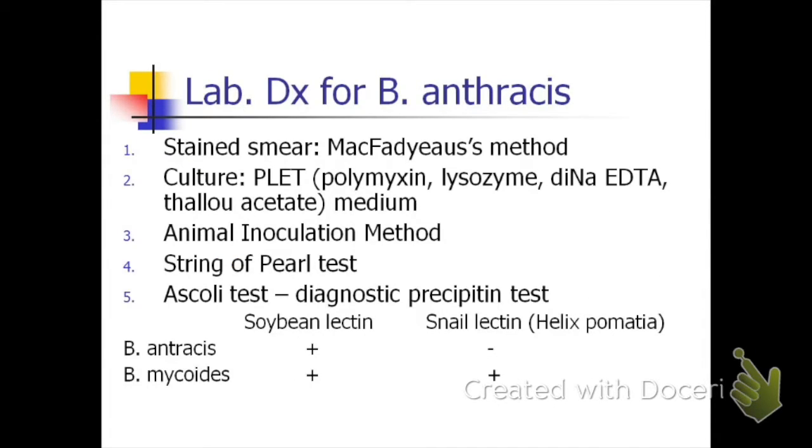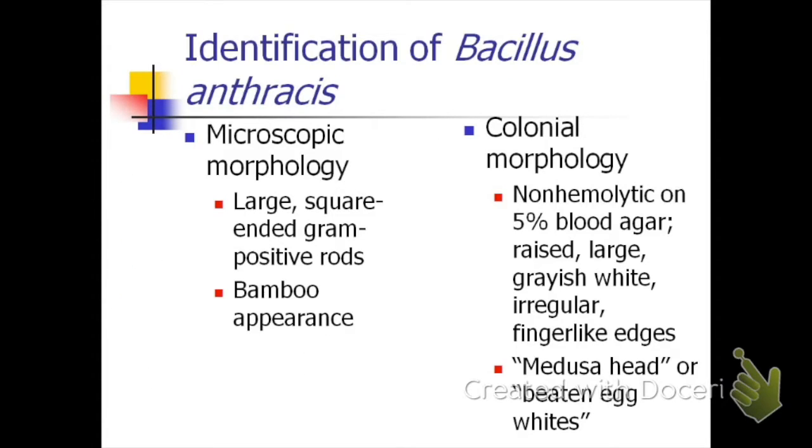Okay. So, lab diagnosis, restrain it with Bacillus and use the flat medium. So, animal inoculation test, not the classmate inoculation test, no? An animal inoculation test is another test. It's a string of pearls which I have already discussed to you. And the Ascoli test, wherein Bacillus anthracis is positive for soybean lectin but negative in snail lectin. Okay. Under the microscope, I have shown the appearance already to you. Appears like disjointed bamboo. But if you're looking at the plate, which I have already shown to you, they are non-hemolytic in 5% blood agar.